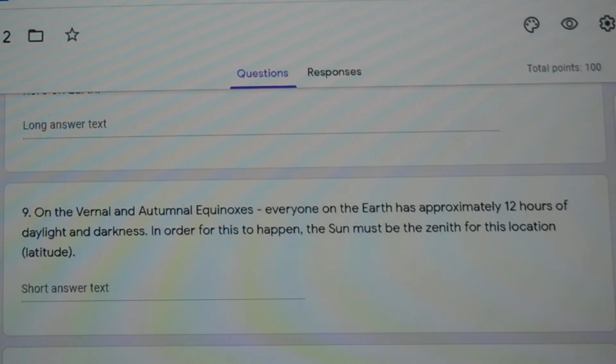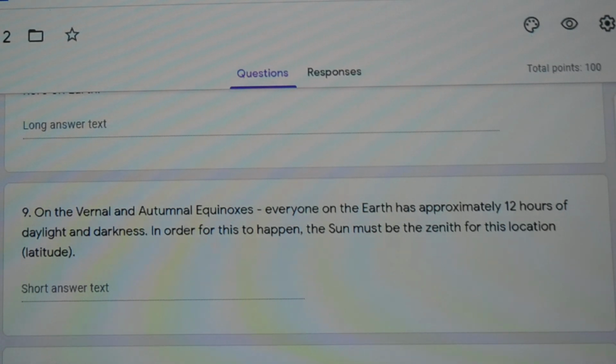Number 9. On the vernal and autumnal equinoxes, everyone on Earth has approximately 12 hours of daylight and darkness. In order for this to happen, the sun must be the zenith for this location or latitude. So where does the sun have to be directly overhead on the vernal or the autumnal equinoxes so everyone on Earth has 12 hours of daylight and darkness? So I need you thinking again, location, latitude. Where does the sun have to be?